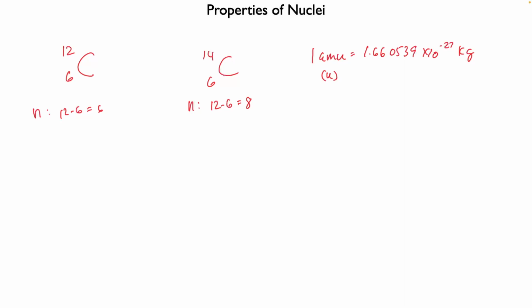Now, here's where it gets really kind of weird. You can also write down an atomic mass unit in a different unit other than kilograms. An atomic mass unit is also equal to 931.494 mega electron volts per c squared. Huh? Where'd that come from? What's a mega electron volt? What kind of unit is that?